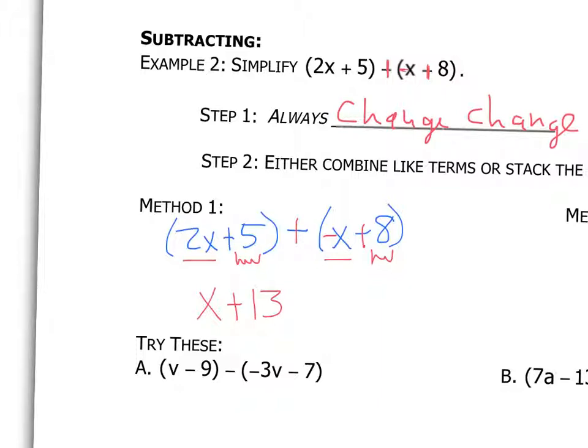Okay, you guys do try these A and B together with your partners. I'll give you a quick 2 minutes. Okay? Do A and B with your partners. 1 minute each. Go ahead.